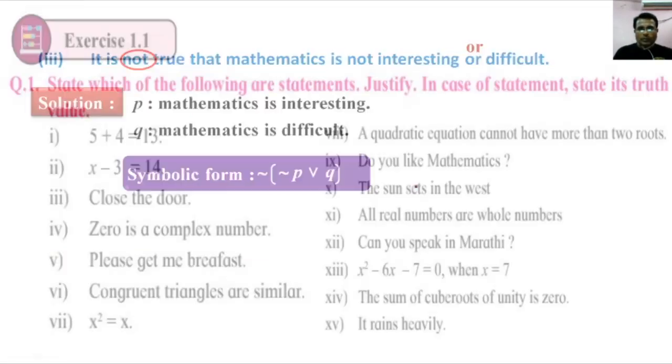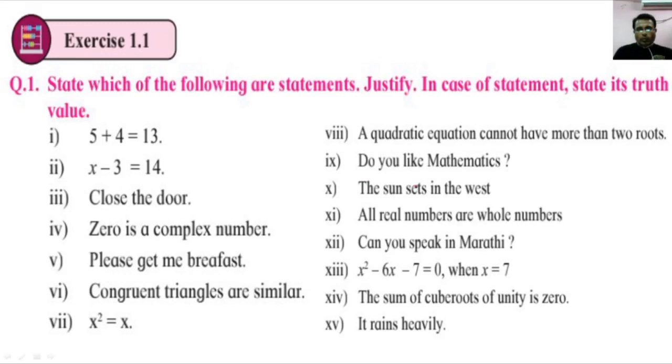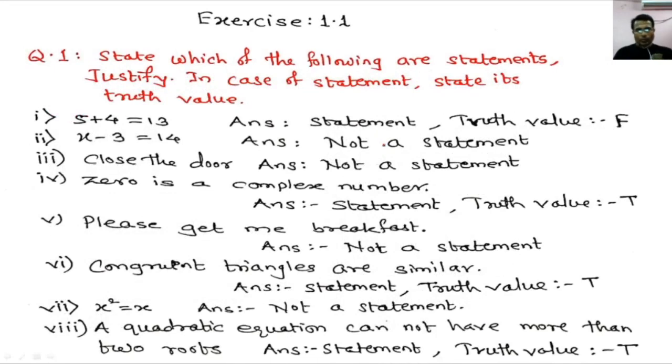Okay, you can consider. Now we are going to start the actual examples which are given in the Maharashtra State Board textbook as exercise 1.1. The first question is: state which of the following are statements, justify your answer, and in case it is a statement, find or state its truth value. So a total of 15 sub questions are given here under this. So let us see one by one their solutions.